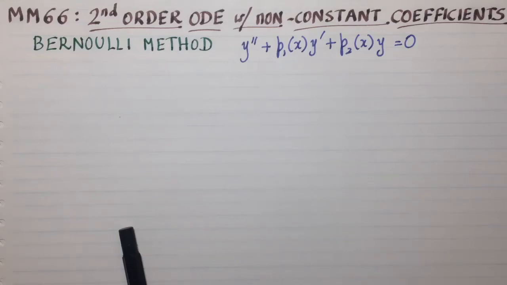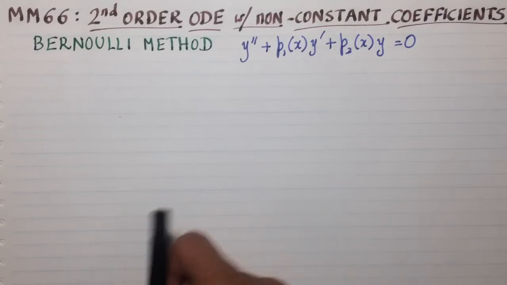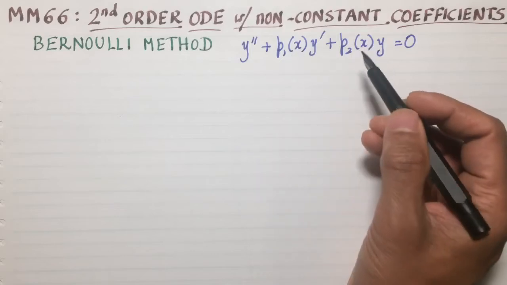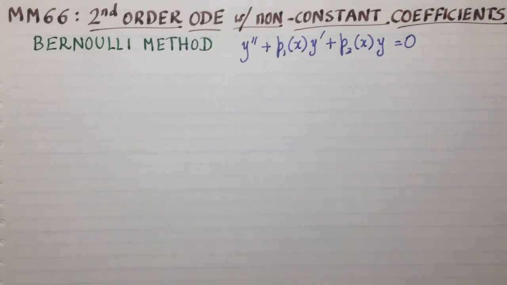Let's look into solving second order ordinary differential equations with non-constant coefficients. These are linear differential equations, but since the coefficients are functions of x, you cannot use the traditional methods such as Lagrange's method or Euler-Ansatz. The Bernoulli method must be used instead.